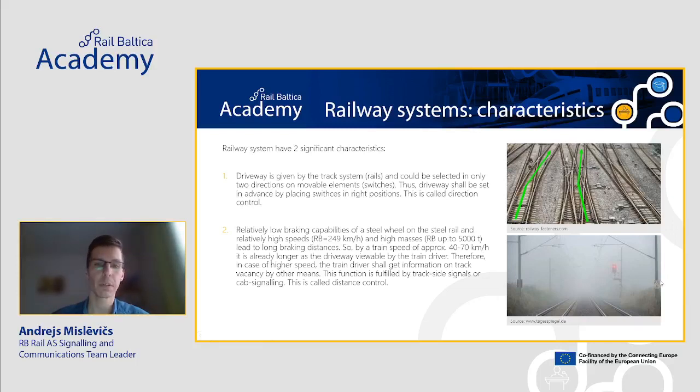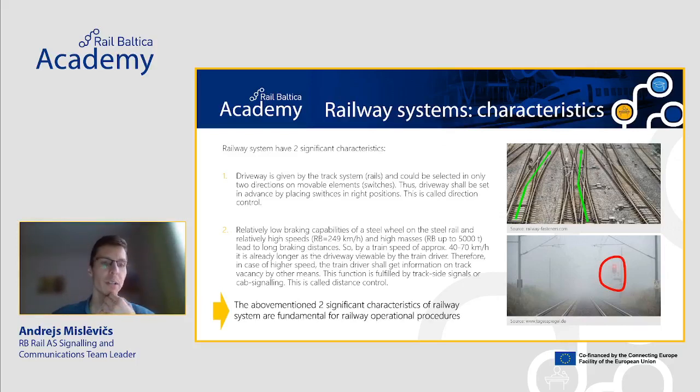So, for example, if the train has a speed of 40-70 kilometers per hour, it is no longer possible for the train driver to control all the driveway. Therefore, in case of higher speeds, the train driver shall get information on track vacancy by other means. This function is fulfilled by trackside signals, as is indicated on the picture, or by cab signaling. And this is called distance control. It is important to understand that these two characteristics are fundamental and are shaping the railway operational procedures.